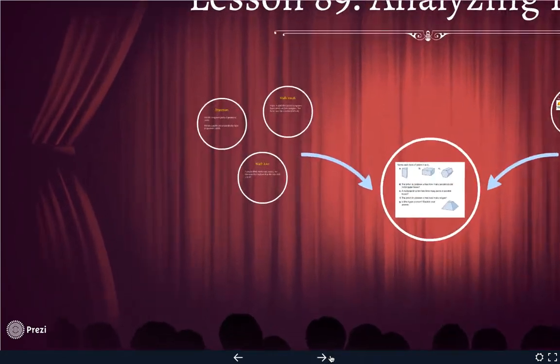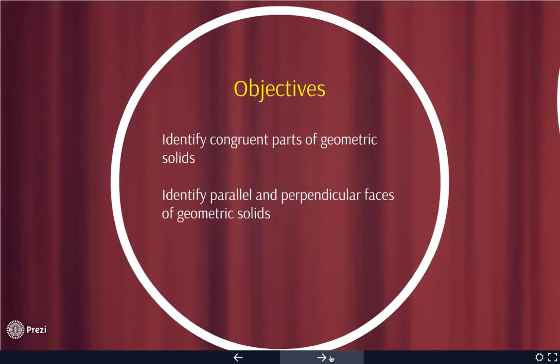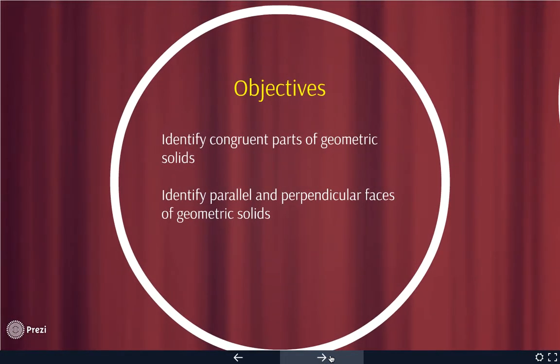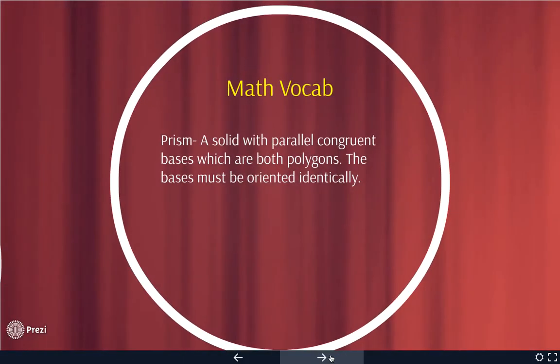All right, so our objective for today is to identify congruent parts of a geometric solid, and we're also going to identify parallel and perpendicular faces of geometric solids. Here's your math vocab for today. It's just prism, which is a solid with parallel congruent bases, which are both polygons, and the bases must be oriented identically. I'm going to explain to you what that means in just a sec.